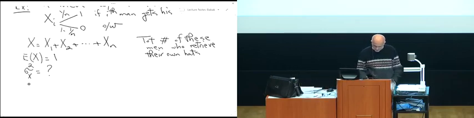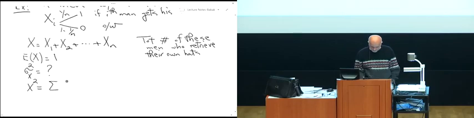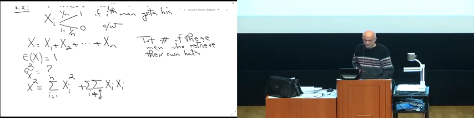You may want to start with the expression x squared and use some algebra. So what is x squared? Let's get you started so you don't bang your head against the wall for the next several minutes. X squared is what? Sum of the xi squared plus basically xi xj, where i is not equal to j, right? J, thank you. Yeah.